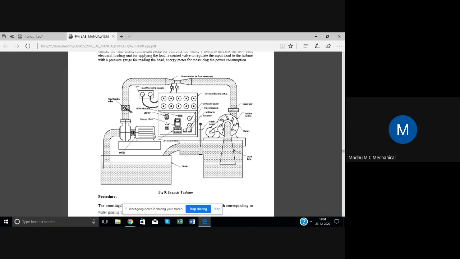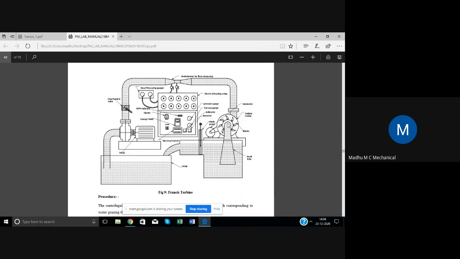Then you have the control panel, and from here the water will come. Then here you have got the Francis turbine, and here you have got the draft tube. Now, draft tube is very important. You don't have a draft tube in Pelton turbine, but in Francis turbine you have a draft tube. Why? What is a draft tube? A draft tube is instrumental in helping the downflow of water to the tail race.